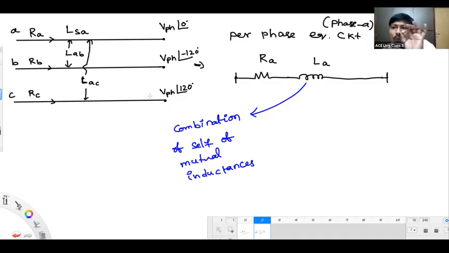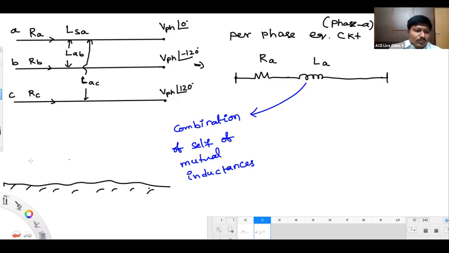Okay. Now, one very simple question I am asking you. Can we have any capacitance existing between conductor A and ground? Anybody, please tell me. Can we have any capacitance existing between conductor A and ground?